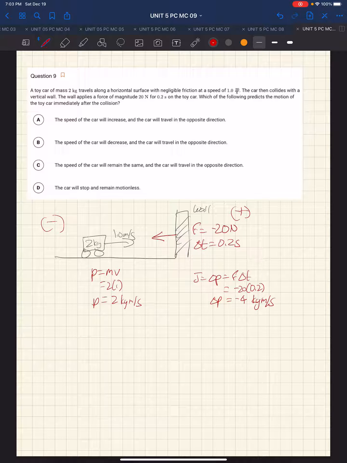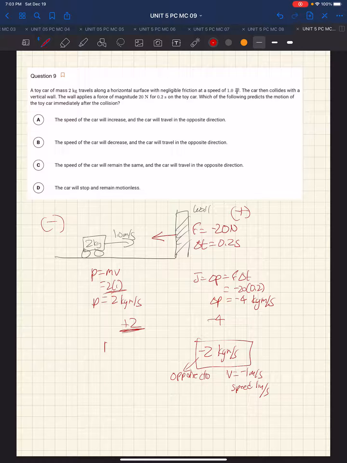So if this car starts out with positive 2 and ends up with minus 4, then that means afterward it's going to have a momentum of minus 2 kilogram meters per second. So if it has a momentum of 2 kilogram meters per second, there's some things we know. We know that it's in the opposite direction. And if p equals mv, and the speed was 1, the mass stays the same in this case, which is 2, then we know that the velocity is going to be minus 1 meters per second, and the speed will be 1 meter per second. So those are the things we know from that situation.